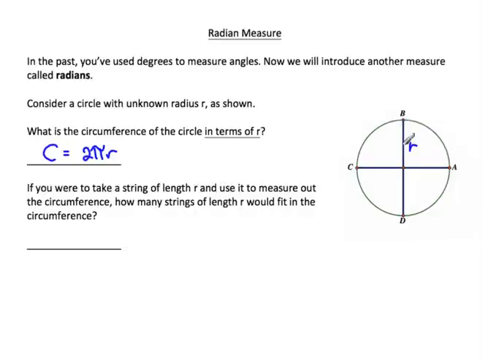So we take a piece of string that's this long, the length of the radius, and we use it to measure out the circumference. How many pieces of string would it take before we got all the way around the circle? And because the circumference is 2 pi times the length of the radius, that means that it will take exactly 2 pi strings, each of which has the same length as the radius, to get all the way around the circle, for example, from A back to A.